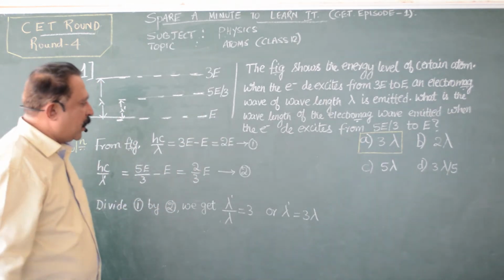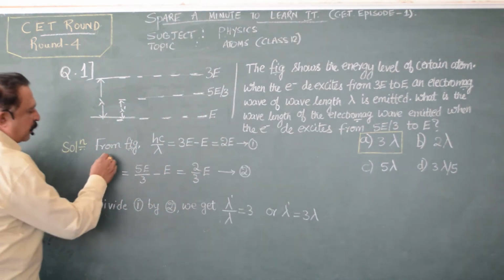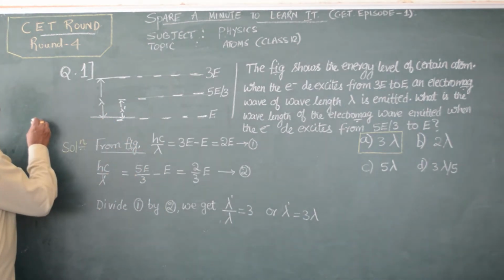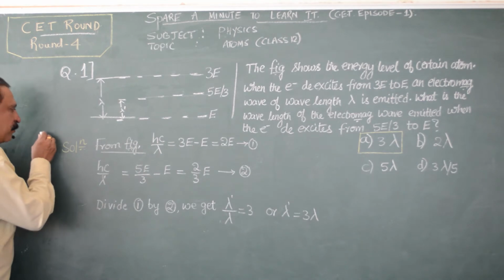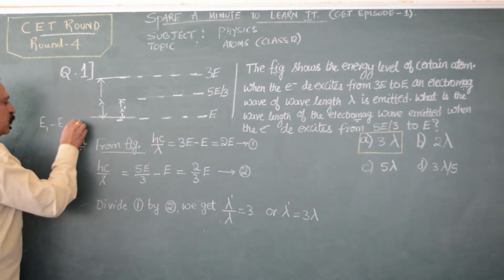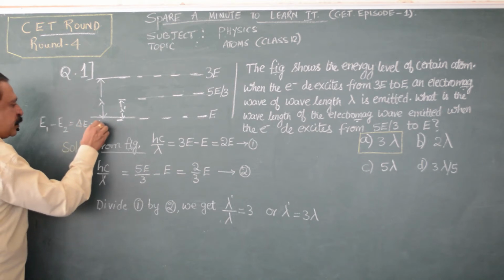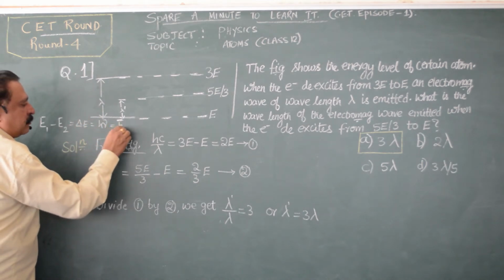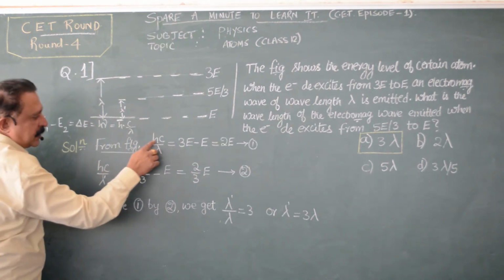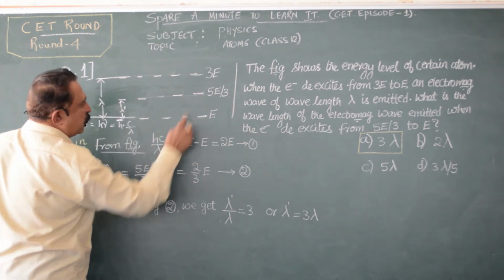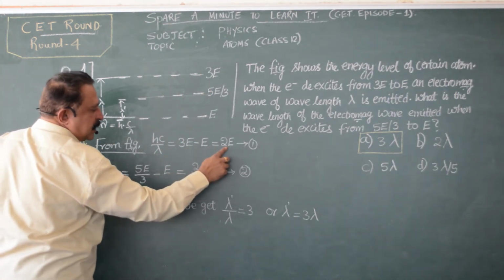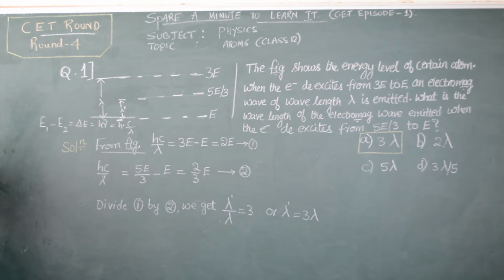Now we know from Bohr's postulate that when an electron jumps from one orbit to another orbit, say from the first orbit to the second orbit, then E1 minus E2 is equal to delta E, which is equal to h nu, or h nu is nothing but h into c by lambda. This we already know. So we take this relation: hc by lambda is equal to the transition from the 3e to the 1e state, that is 3e minus e, we get 2e. Call it equation 1.